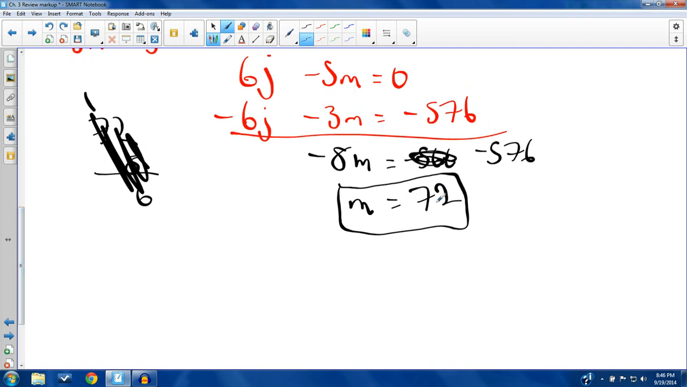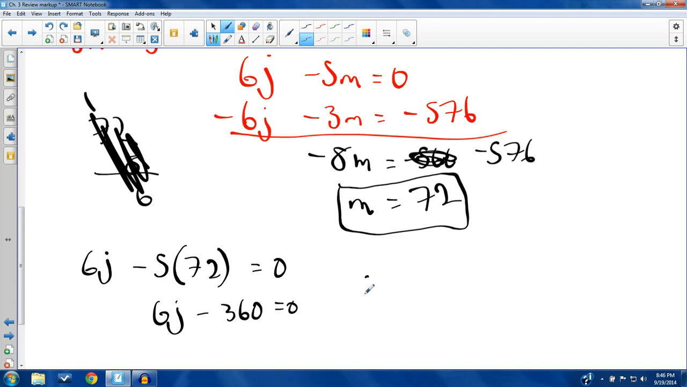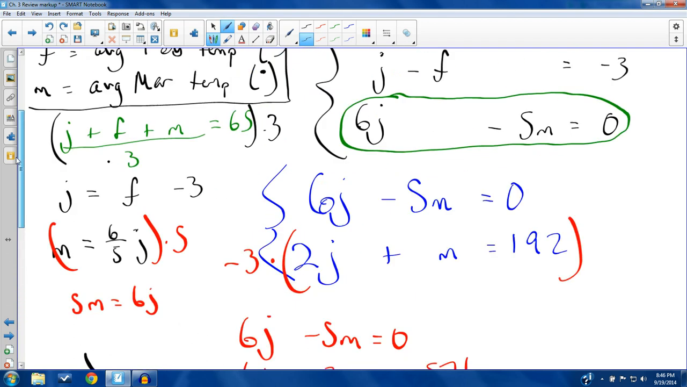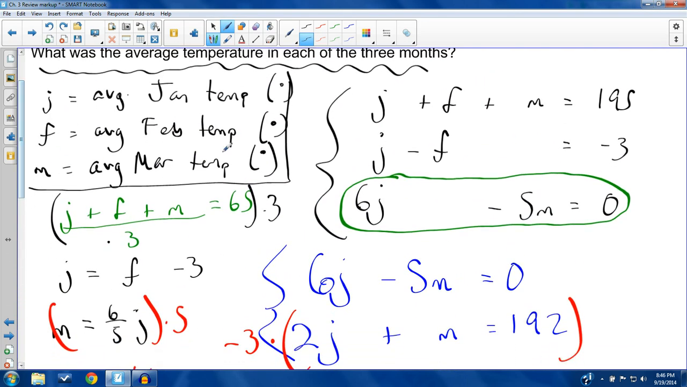Okay, I'm going to plug in 72 for M. I'm going to go and do it here. 6J minus 5 times 72 equals 0. 6J minus, that is negative 360 equals 0. 6J equals 360, so J is 60. That's 60 degrees in January. Okay? So, got to figure out February. We got 60 for January, 72 for March.